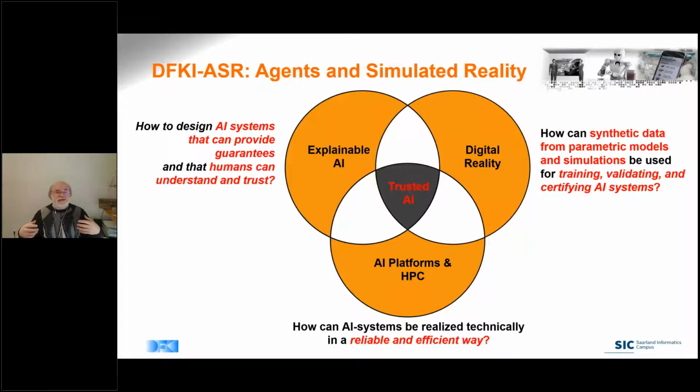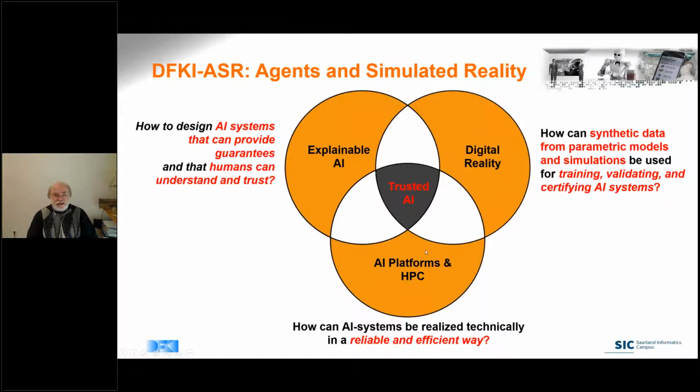Developing AI systems that can provide guarantees, and I'll come back to that. And through those guarantees, enable us to make the AI system understandable to humans, and thus enable trusting the AI systems. One of the processes that we do this is digital reality, where we, through large-scale simulations, generate synthetic data, which we then use for training, validating, and most specifically also certifying AI systems. And all of this on large HPC platforms, in a reliable and efficient way.